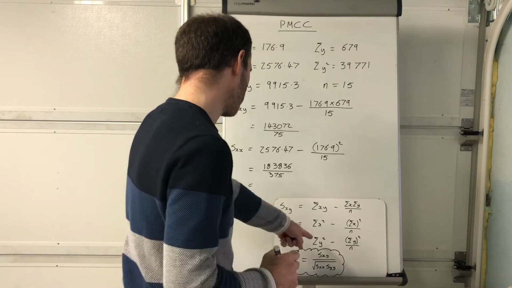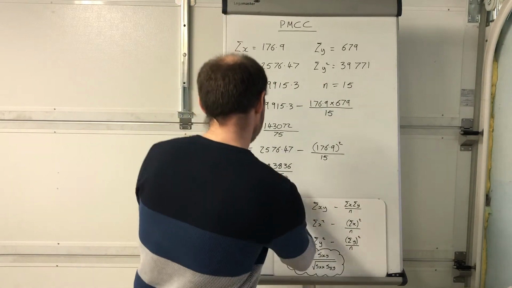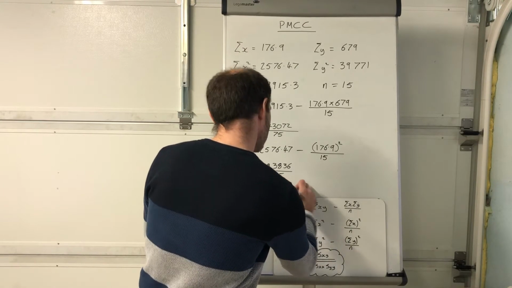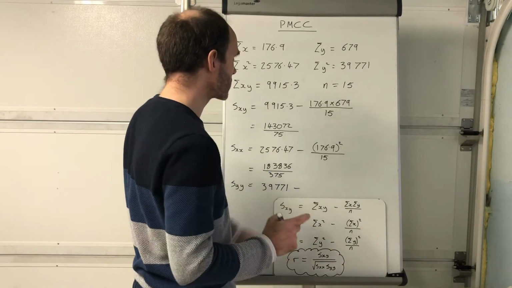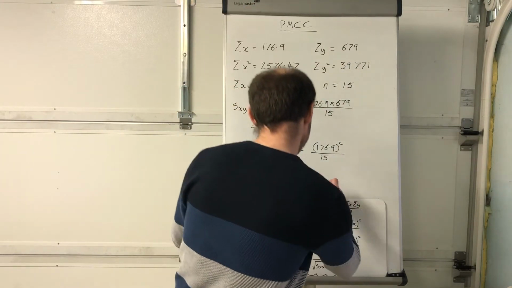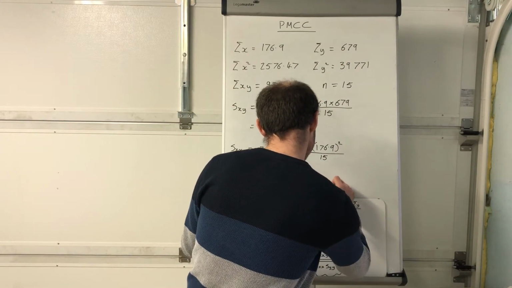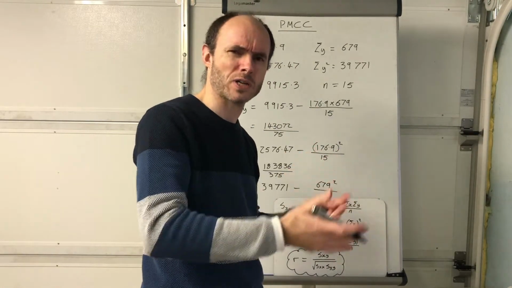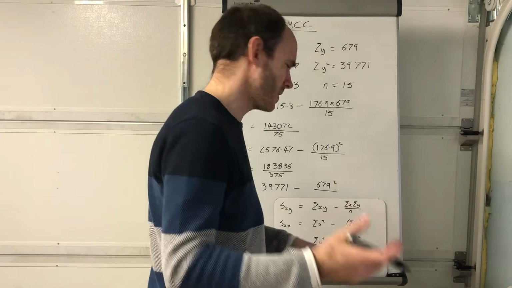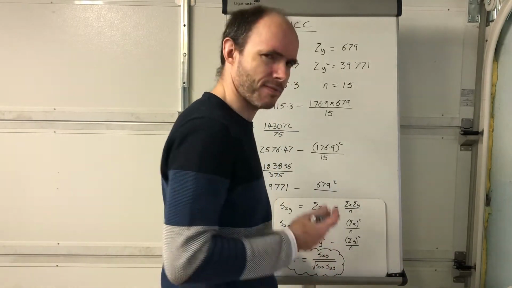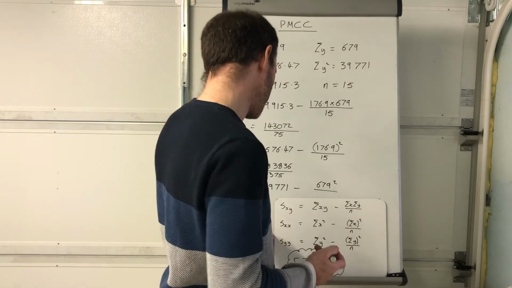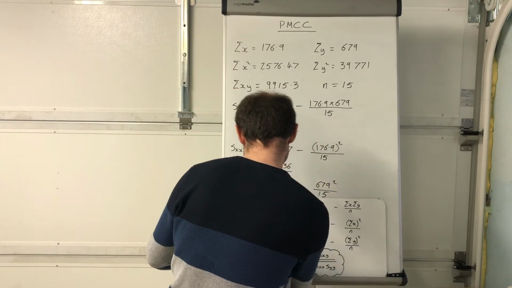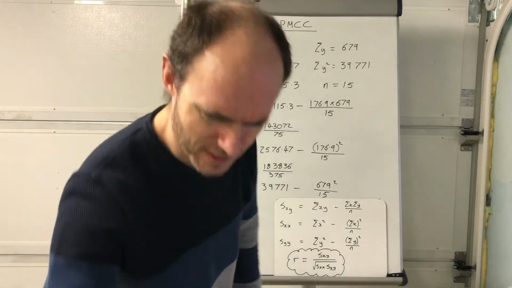Sigma y squared, that's 39,771, subtract sigma y all squared, so 679. I don't need to put that one in brackets. I only put the previous one in brackets because it's a decimal. Traditionally a decimal fraction should be put in brackets when squared, but with integers I tend not to. Negative values you should put in brackets as well. And divided by n, which is 15.